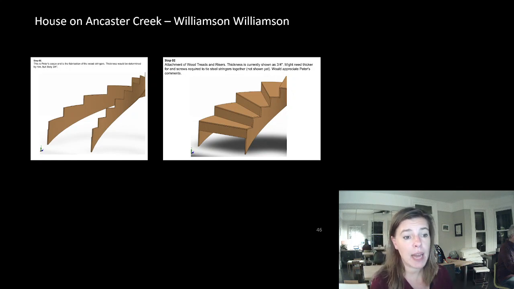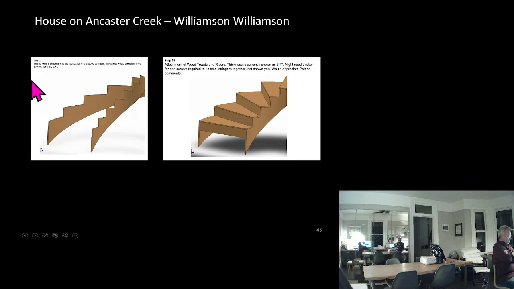But I didn't produce that normal set of drawings that you would typically see. I did image captures and then wrote out instructions about what I thought I'd see. So here's the first one. So step one, this is Peter's scope and the fabrication of the wood stringers. Thickness would be determined by him, but likely 3/4 of an inch.